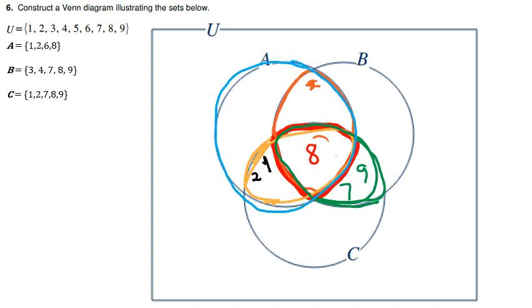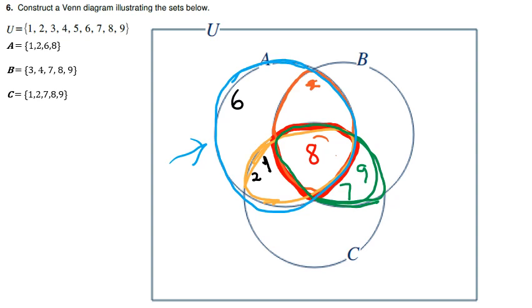Now for A, we have everything covered except what's out here. So what's in A? The 1, but we already have it. The 2, but we already have it. The 6, we're missing the 6. It has to go up in here. The 8, we already have it. So now we have A taken care of.